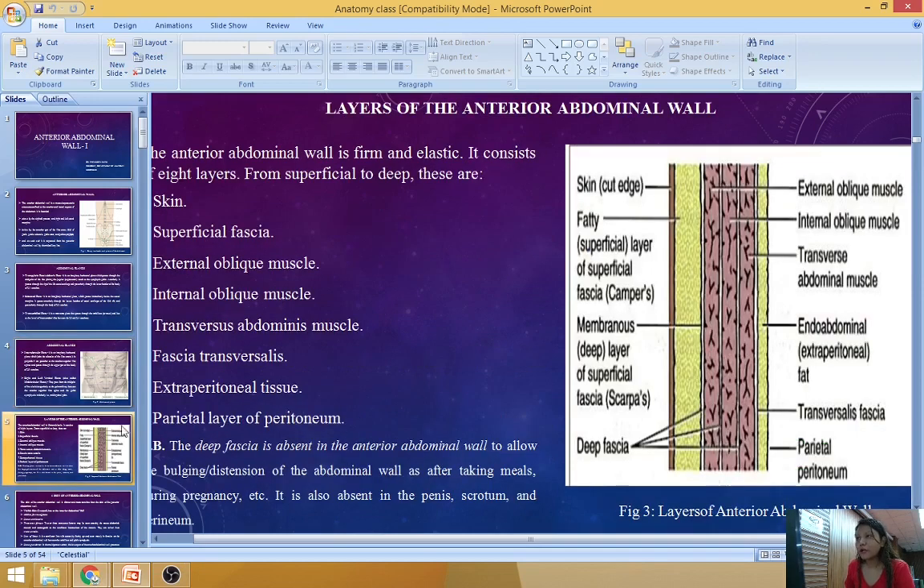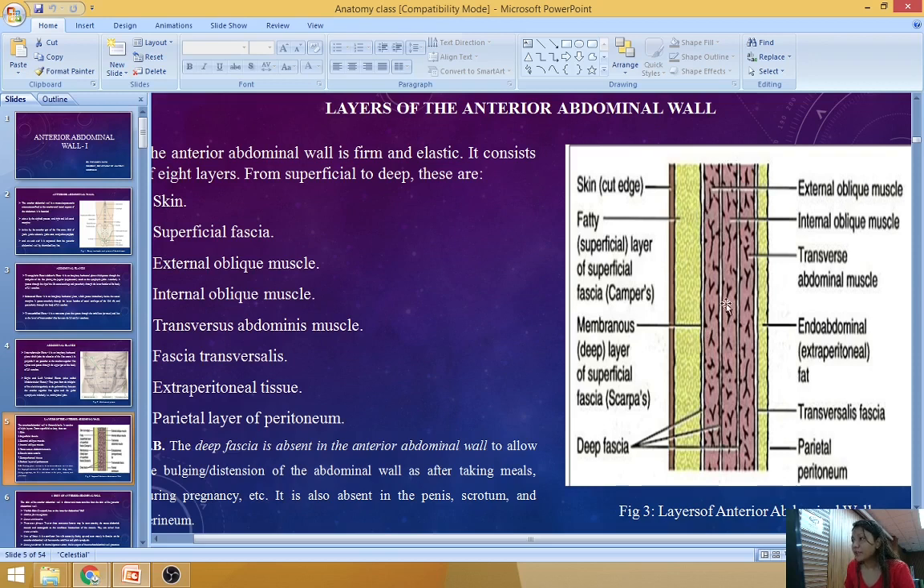Okay, now we go to the main thing, that is the layers of the anterior abdominal wall. The anterior abdominal wall is firm and elastic. It consists of 8 layers from superficial to deep. First we have the skin. Then we have the superficial fascia, which is again divided into two parts. One is the superficial fatty layer and one is the deep membranous layer. The superficial fatty layer is known as Camper's fascia and the deep membranous layer is known as Scarpa's fascia.